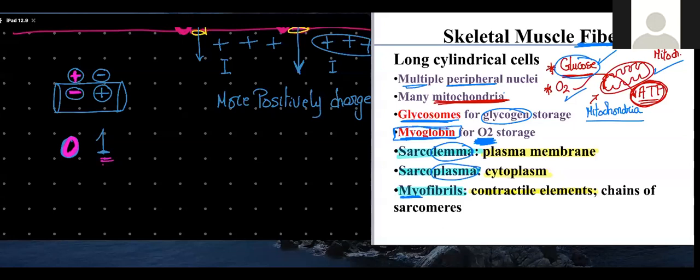Conducting an electrical signal, what does it mean for you? It means the inside is more positively charged compared to the outside, which is more negatively charged. This is just a simplified way to understand how you conduct electrical signals through the nervous and muscular system. We're going to discuss more details about this in the next chapters.